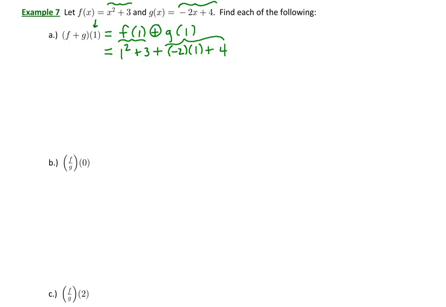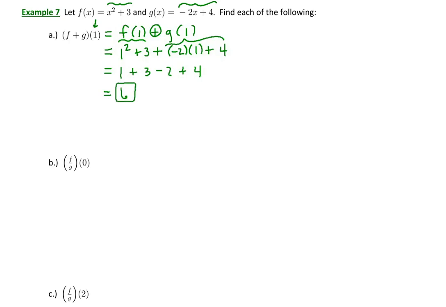Once we have everything plugged in, then we can execute the arithmetic, remembering always to follow the order of operations. So 1 squared, of course, is 1. Let's work on our multiplication next. Negative 2 times 1 is negative 2, and then plus 4. So 1 plus 3 is 4, minus 2 is 2, plus 4 gives us 6.